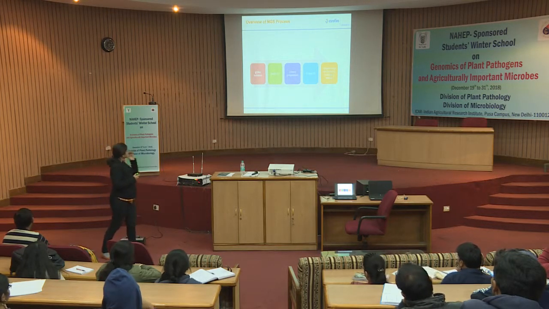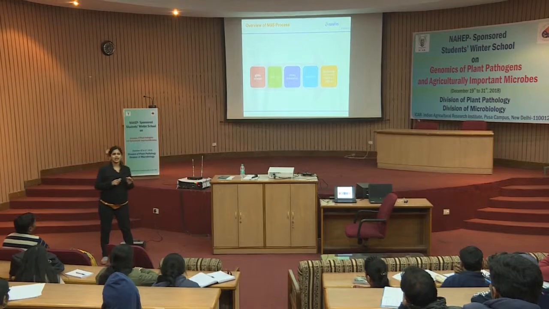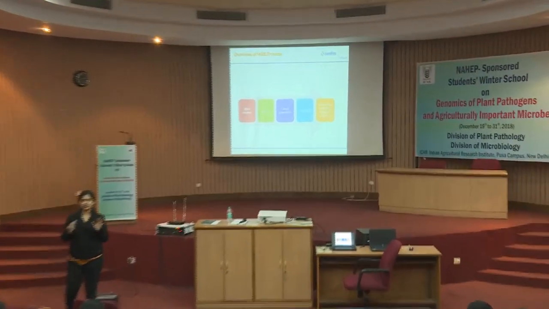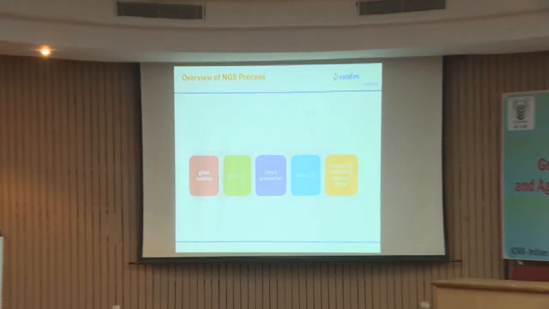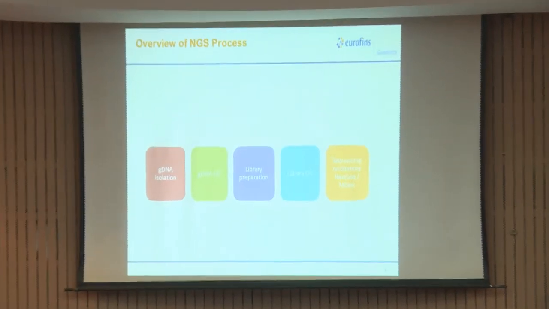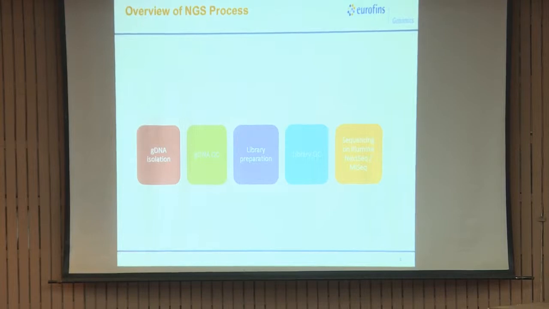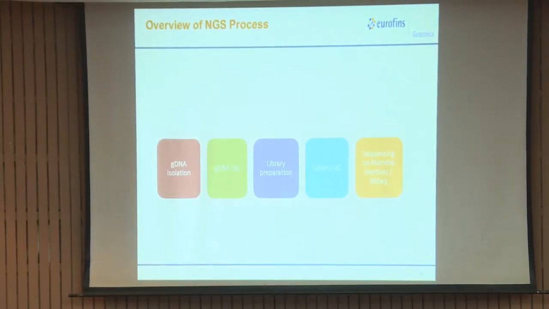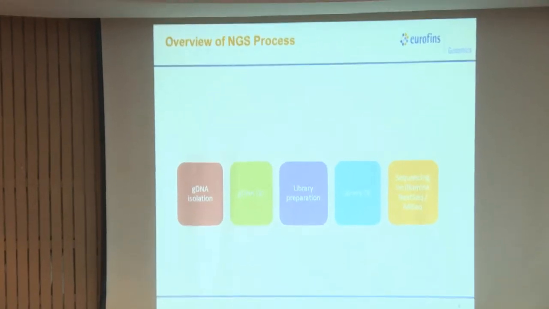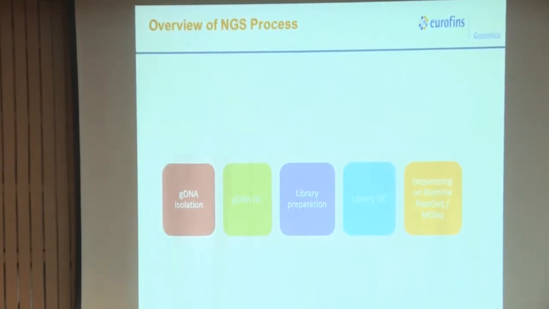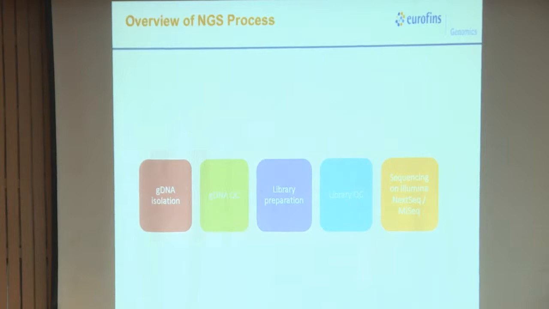Now, coming down to the NGS processes. The basic outline of NGS processes is that we isolate DNA. When we are going for a genome sequencing, we always start with isolating the genomic DNA. I think you had a session on isolating genomic DNA. The same process is followed. After that, we do a QC for the DNA. That also I think you have covered.